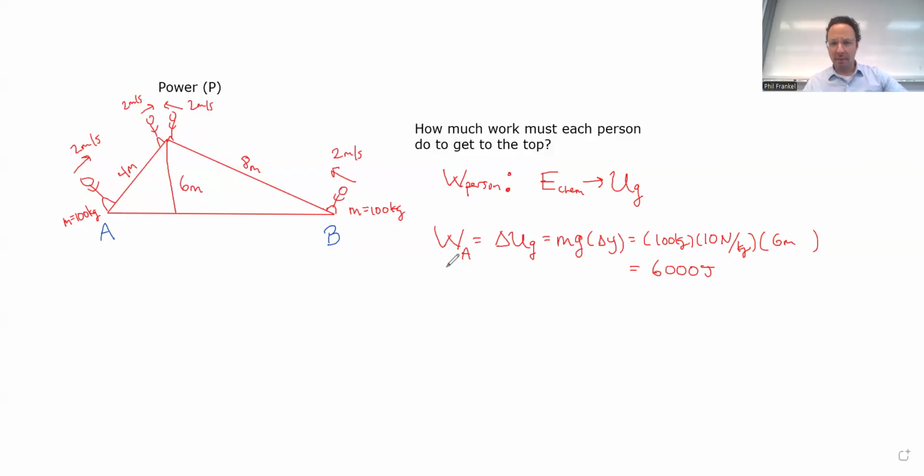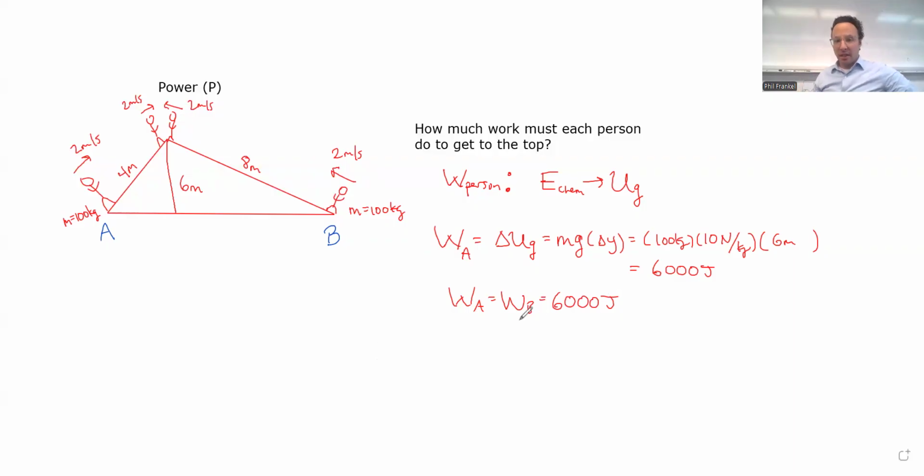One thing you should notice here is that the same exact calculation applies to person B. Person B has the same mass as person A and also rises 6 meters into the air. So the same amount of work is done by both people in this case, specifically 6,000 joules. So if someone were to ask you, does it require more chemical energy? Do you have to do more work if you run up the steep slope or the more gradual slope? The answer is same amount of work either way.